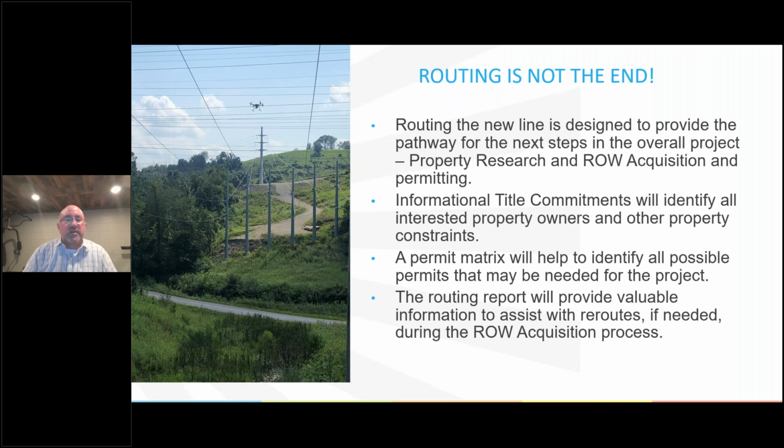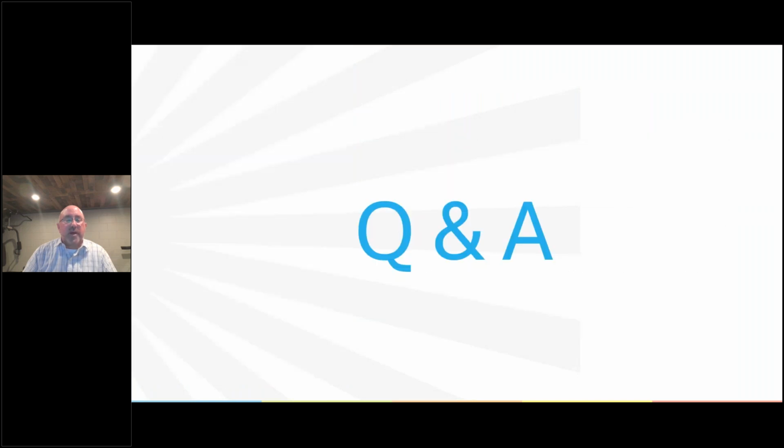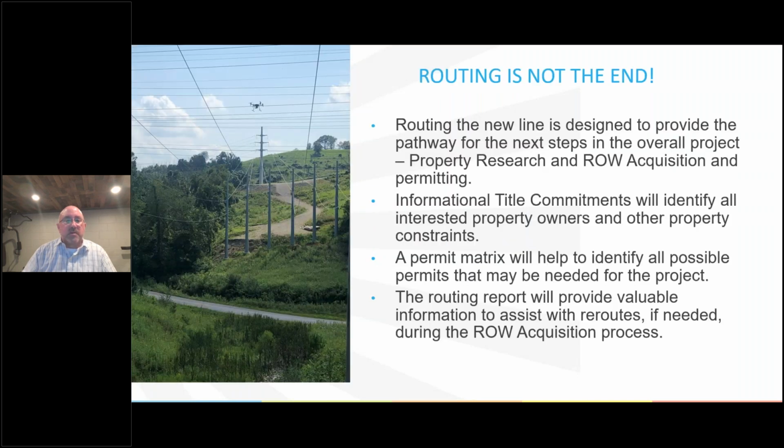So title commitments will identify interested property owners and other property constraints. Sometimes you end up with certain areas that are restricted or whatever that aren't out in the public knowledge. So you'll end up identifying these with the title commitments. Permit matrix will help to identify all possible permits that may be needed for the project. The routing report will provide valuable information to assist with reroutes if needed during the right-of-way acquisition project.